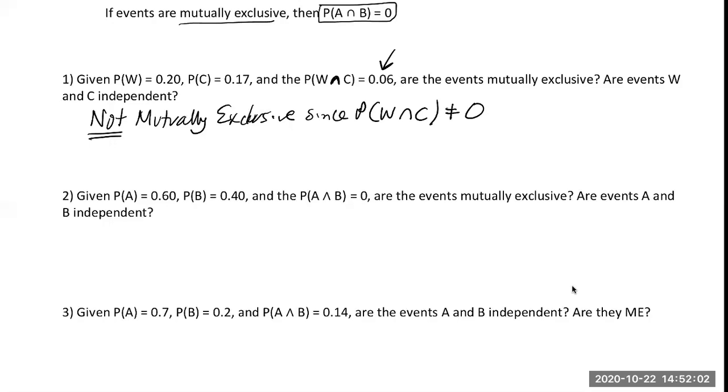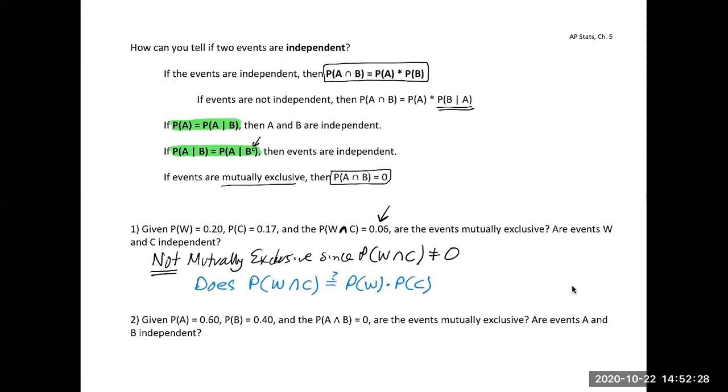They both can happen at the same time. W and C can happen at the same time. They're not excluded from each other. To determine independence, let's see, does the probability of W and C equal, question mark, the probability of W times the probability of C. This is using this formula to determine if those are equal to each other, then we'll say yes, they're independent.